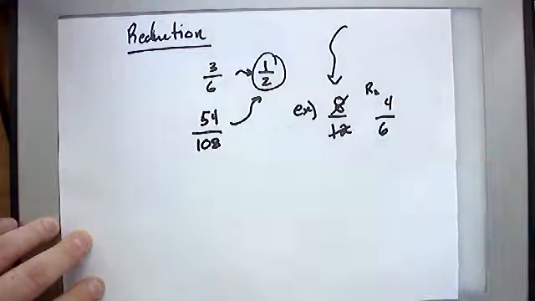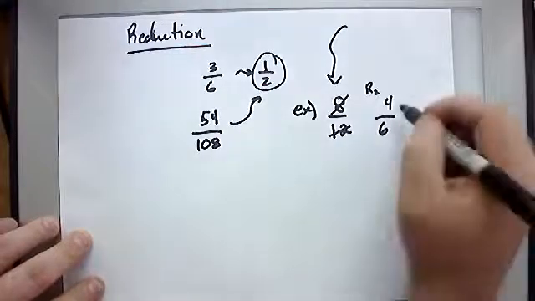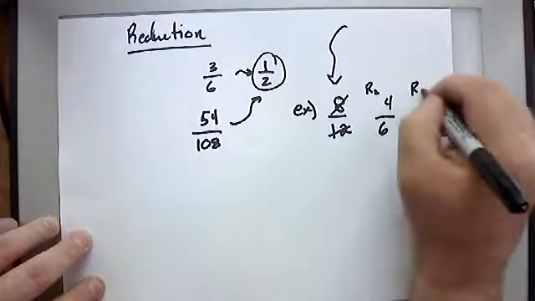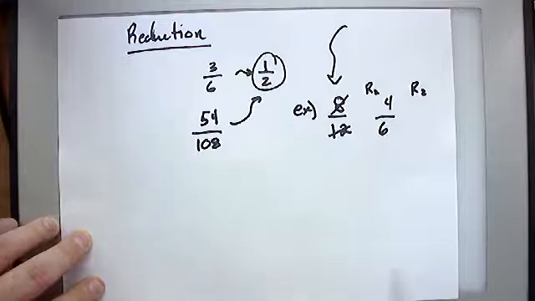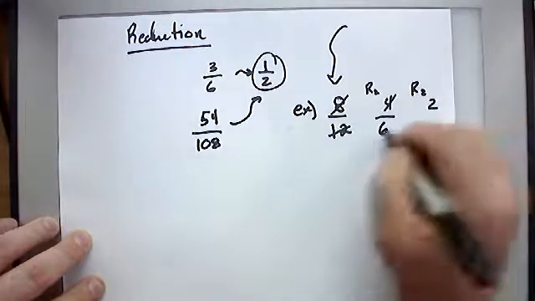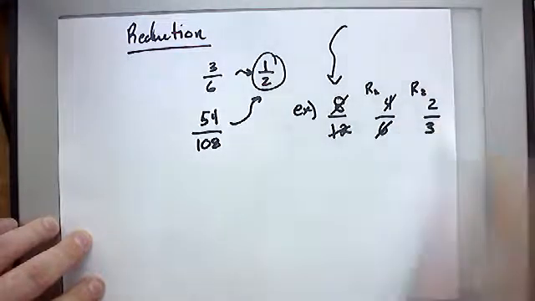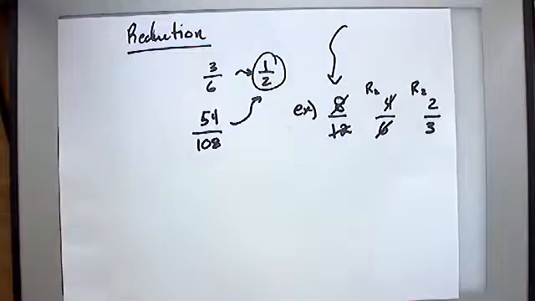4 over 6 is a reduced version of 8 over 12, but it's not reduced all the way because, again, I can do a 2 again, right? I could reduce by 2 again. 4 divided by 2 is 2. 6 divided by 2 is 3. And now we have 2/3. That's reduced because nothing other than 1 will go into 2 and 3, 2/3. So that's the final answer there.